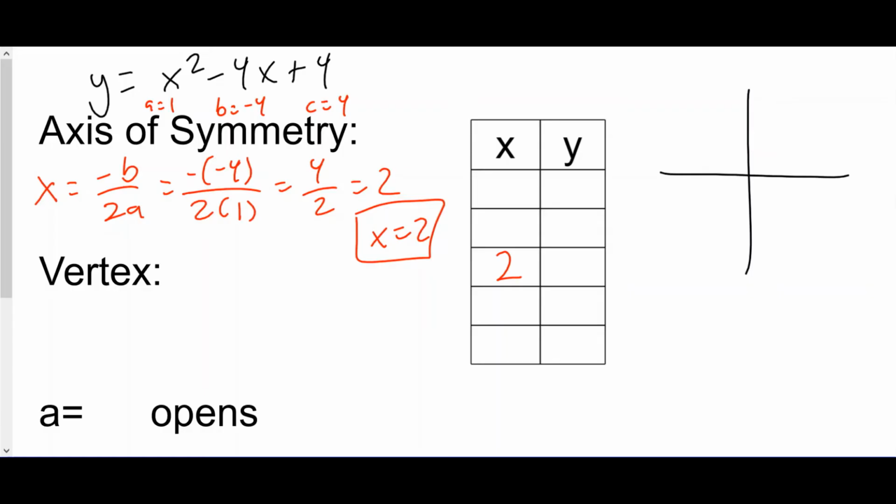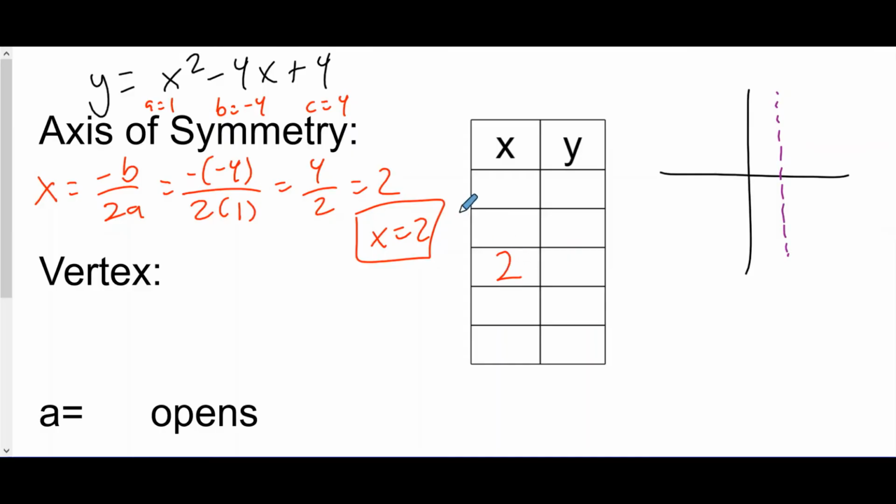So if I fold the graph in half at the line x equals 2, which is a vertical line, think about hot dog versus hamburger, my parabola is going to be symmetric. So the vertex is somewhere on that line. I know x is 2, but how do I find the y value?